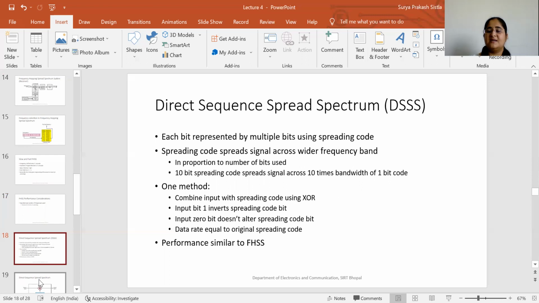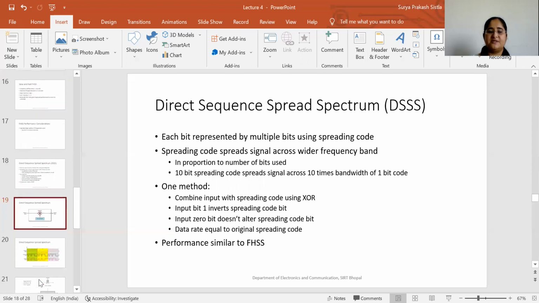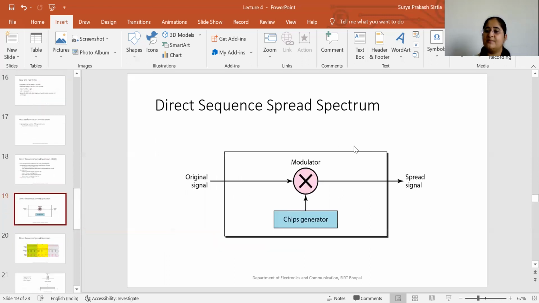The performance is similar to frequency hopping. This is the basic block diagram of the direct sequence transmitter. For example, this is your original signal. It is a 1-bit code. This is a chip generator. It generates a code of 10 bits at 1 clock. Now we modulate this 1-bit code, or we can say we overlap this 1-bit code with the 10-bit code. After that, your spread signal has a code length of 10 bits.